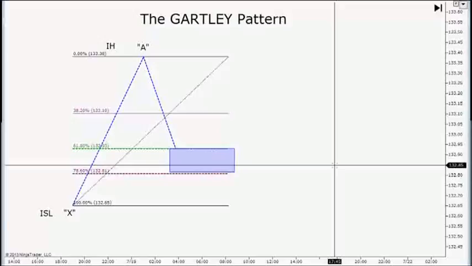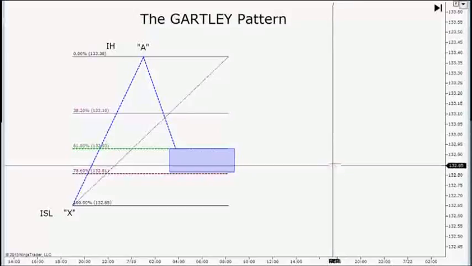Tell me everybody can see my chart and what I'm drawing. Okay, good.